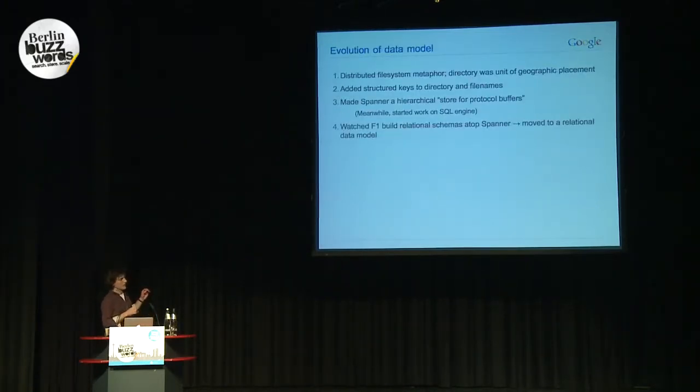Spanner started out when it was really son of Bigtable and a lot of forked Bigtable code with a distributed file system metaphor. The idea was basically you had this tree of directories. Each directory was the unit of geographic placement. This directory should be in these 3 replicas in these 3 data centers in the US. This other directory should be in these 3 data centers in Europe.